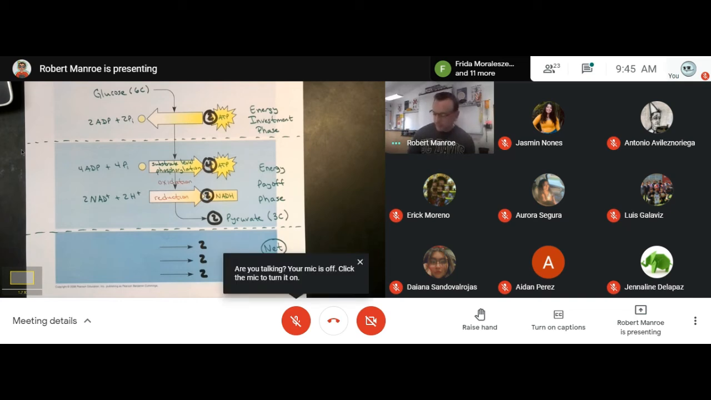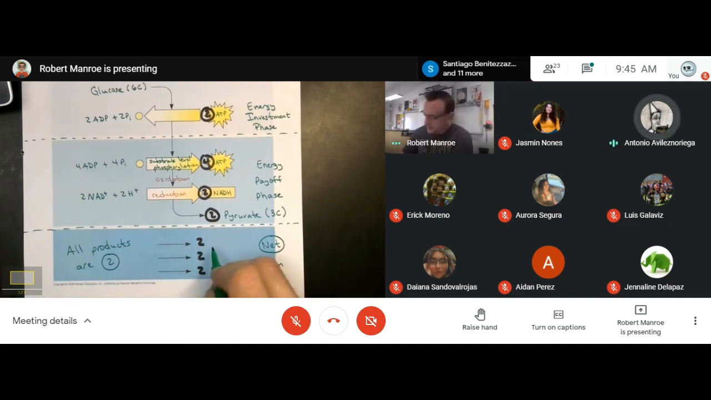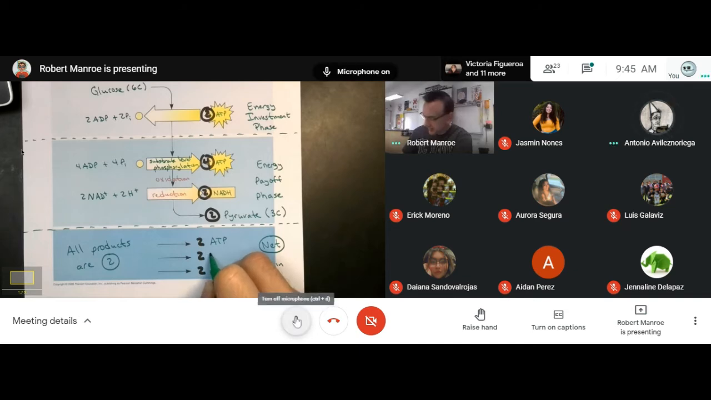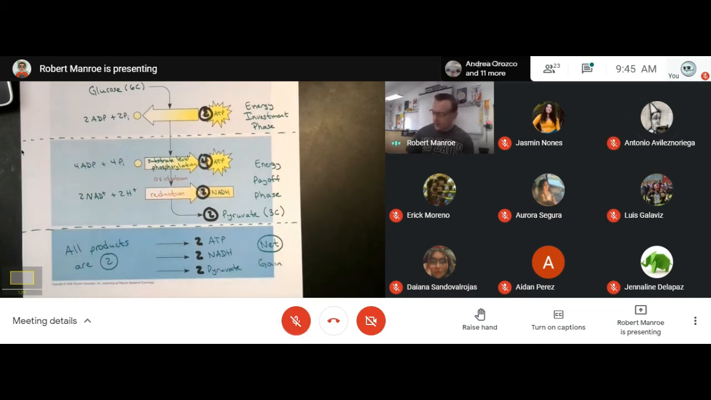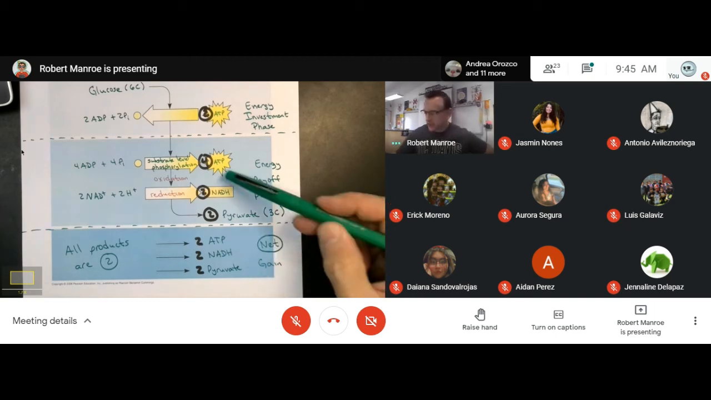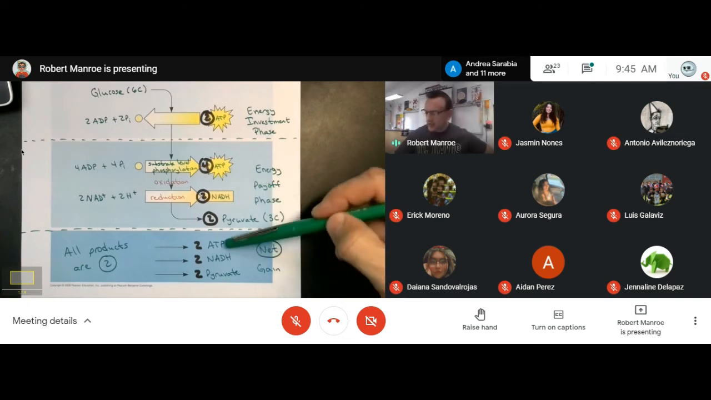What is the net gain of pyruvate? Because all products of glycolysis are 2. What are they? 2 ATP, 2 NADH, 2 pyruvate. And you say, hold it, you can't count. You say 2 here, but it's 4 here. Why, if 4 come out, do we say the net gain is only 2?